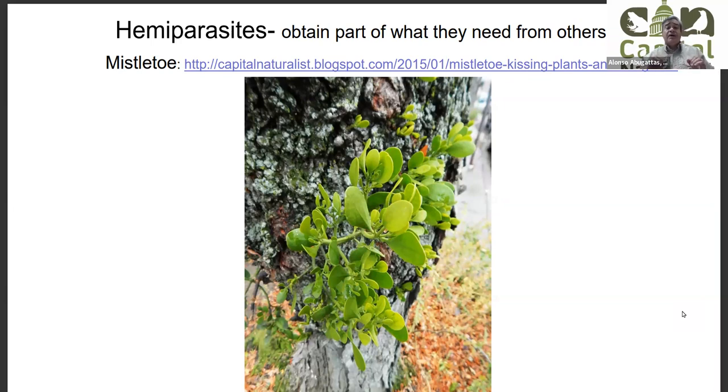But these only, it's not a total parasite one way or the other. It only gets a piece of what it needs from everything else. And that's where mistletoe comes in. So it's another type of relationship. Yes, it is still dependent on other things. It's still connected to something else, but not to the extent that we're seeing with the previous slide that we just saw. Okay. And actually one more, and then we'll stop for questions.